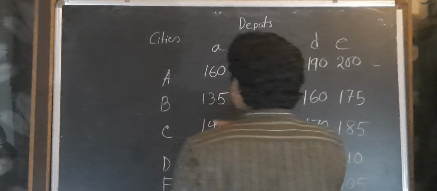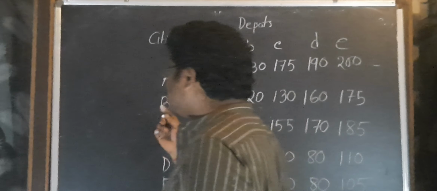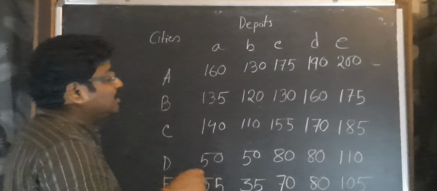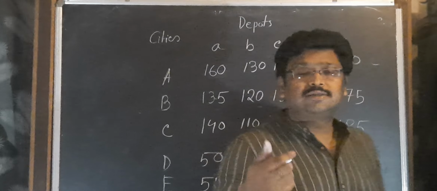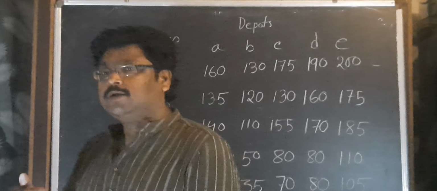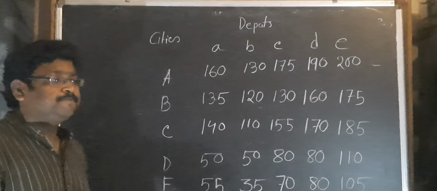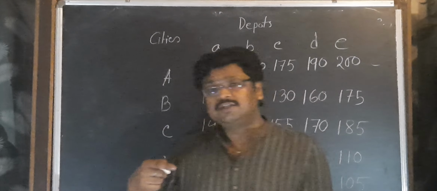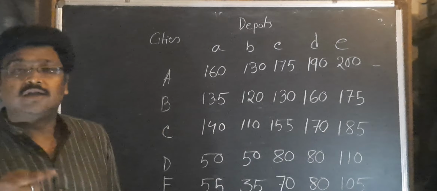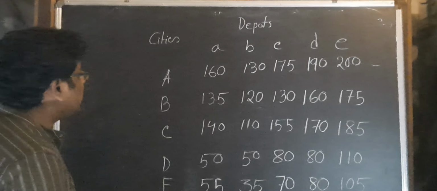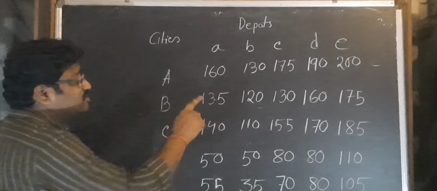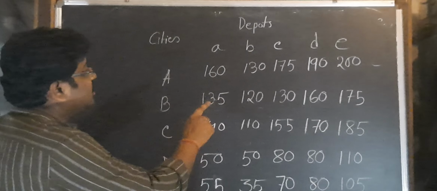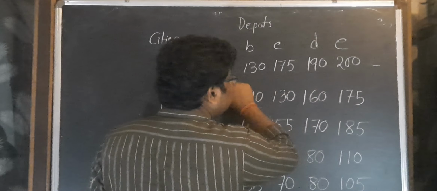The assignment problem I have written again, and the cars must be distributed to the customers so that the distance traveled is minimum. At first there are several steps. The first step is to find the minimum value from each row.